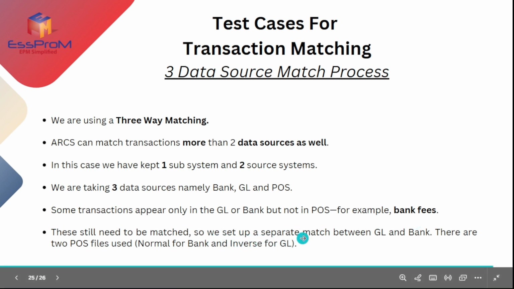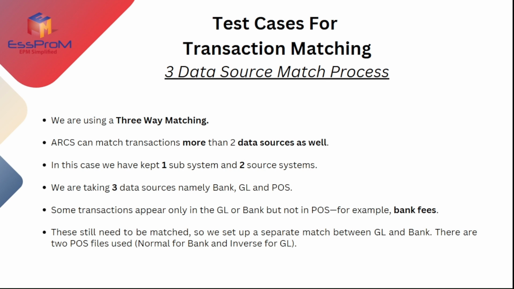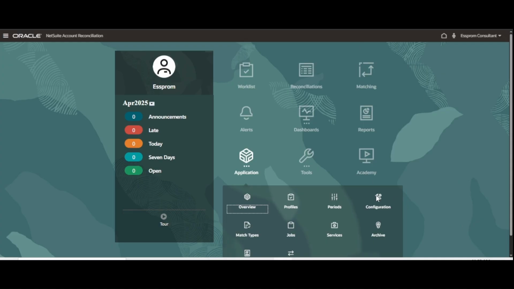There are two POS files used, normal for bank and inverse for GL. Both POS files contain the same data, but in the inverse file, the amounts are flipped to the opposite sign. This way, the POS files cancel each other out, net to zero, and only the GL and bank hold the actual balances. From the NSAR homepage, we click on the Match Types tab.